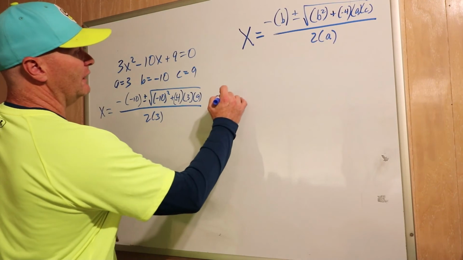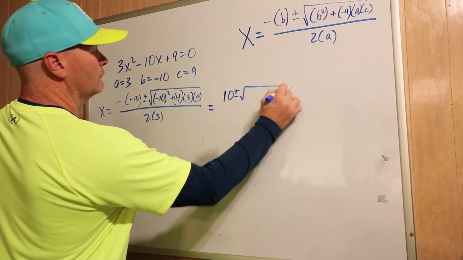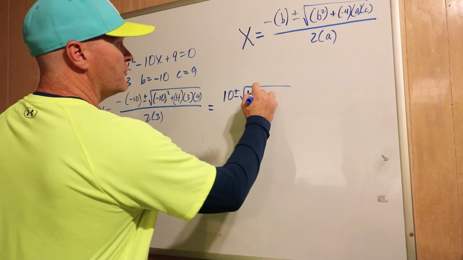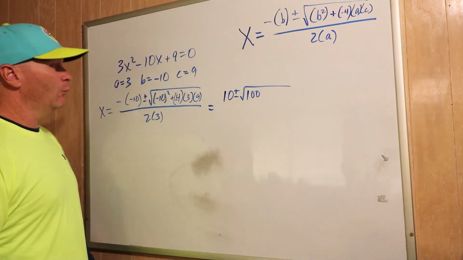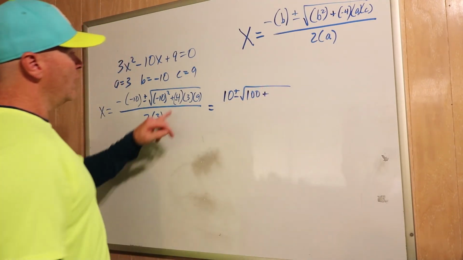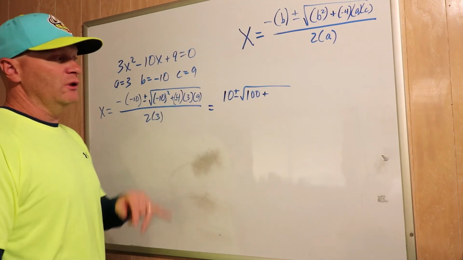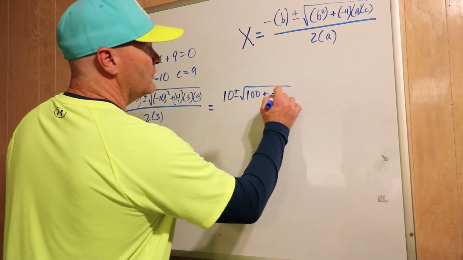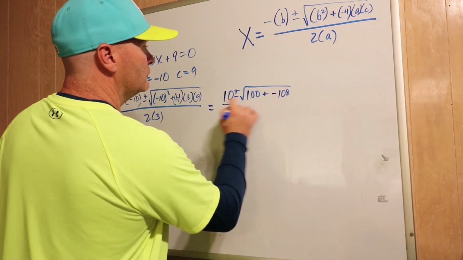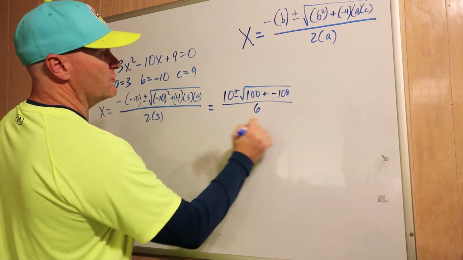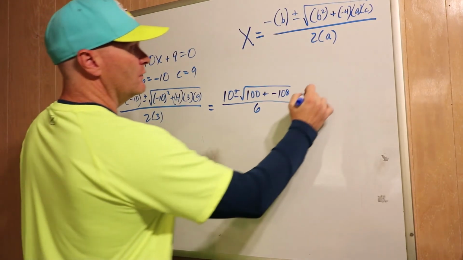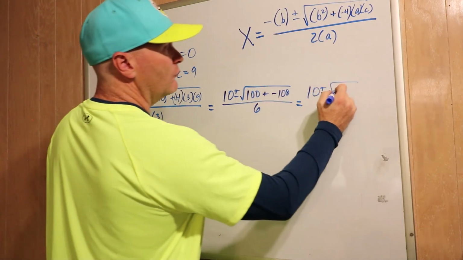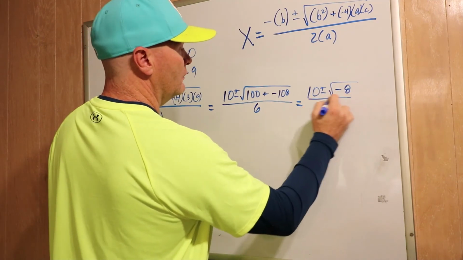Let's see, negative negative 10, that's just positive 10. Negative 10 squared is positive 100. Remember, when you square something, it will always be positive. Plus, let's see, negative 4 times 3 is negative 12. Negative 12 times 9 is negative 108. And then 2 times 3 is 6. Okay, let's see. 100 plus negative 108 is negative 8.